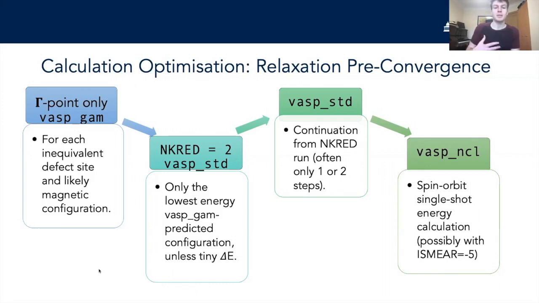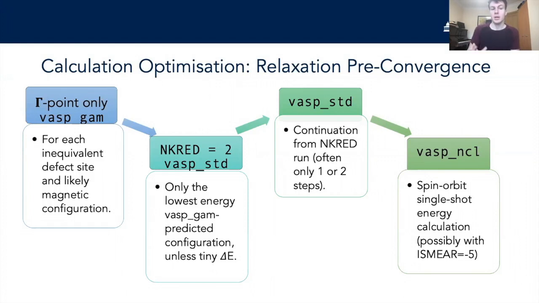Typically the best way to do this is as follows. Firstly, we do a gamma point only calculation, using the VASP GAM binary. These are quite quick because, by only including a single k-point in the calculation, there are a lot of optimization routines built into this binary using the fact that we can do a lot more things in real space as opposed to reciprocal space, etc.